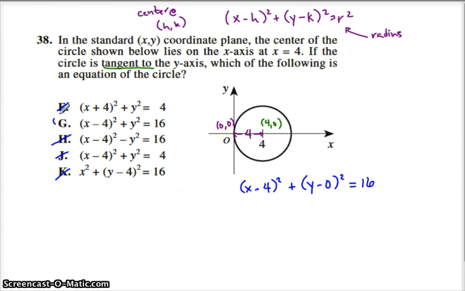So that means our answer choice is G. The x minus 4 squared, x minus 4 squared. Now this has a y squared, this has y minus 0, but y minus 0 is just y. So we can rewrite this to just simply y squared, and that equals 16. So that takes care of those two.